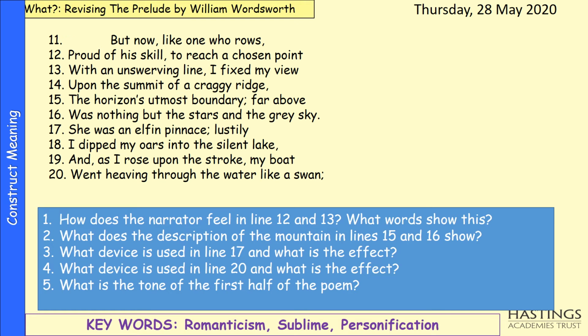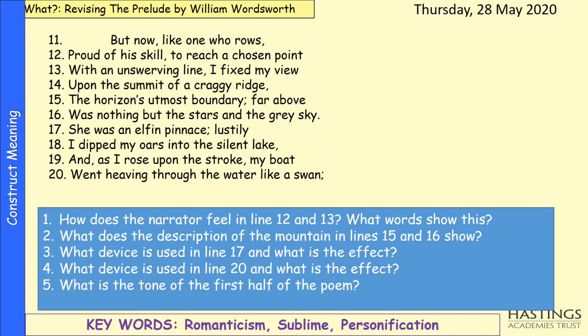He's just very arrogant, thinks that he's got a power over nature, can control it, and row through the water. And then "with an unswerving line" again shows how experienced he is maybe and how confident he is. But we do get that sense of arrogance, like he thinks maybe he's better than nature or has control. And he fixed his view upon the summit of the craggy ridge. So that's where he's heading, towards that peak of the mountain.